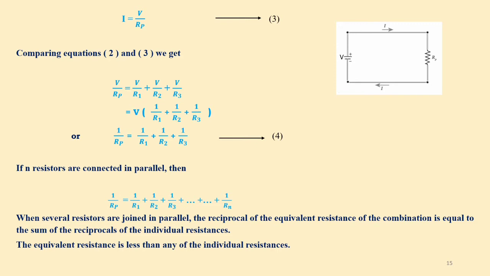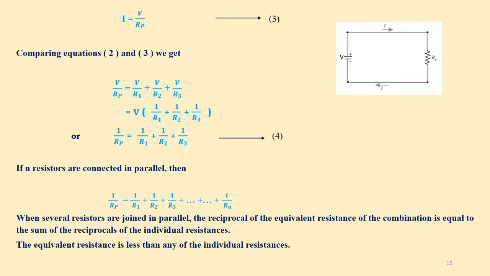This is equation 3. Comparing equations 2 and 3, we get V by Rp is equal to V by R1 plus V by R2 plus V by R3, which is equal to V into 1 by R1 plus 1 by R2 plus 1 by R3. Cancelling V on both sides, we get 1 by Rp is equal to 1 by R1 plus 1 by R2 plus 1 by R3. This is equation 4.